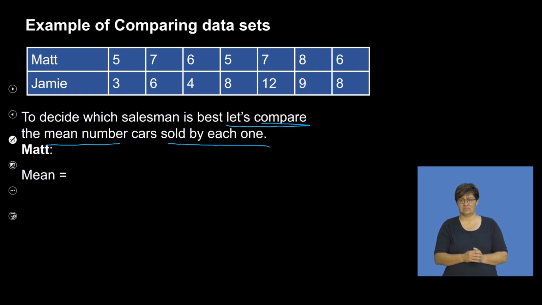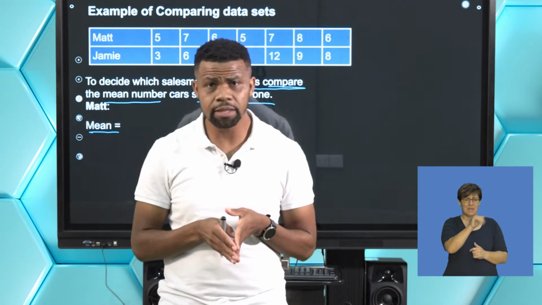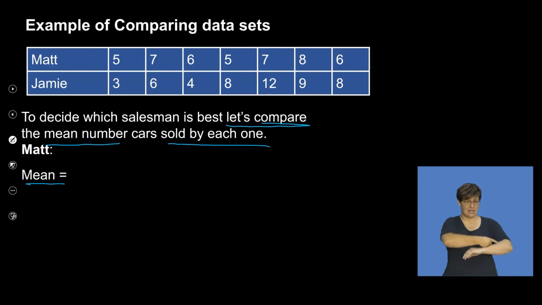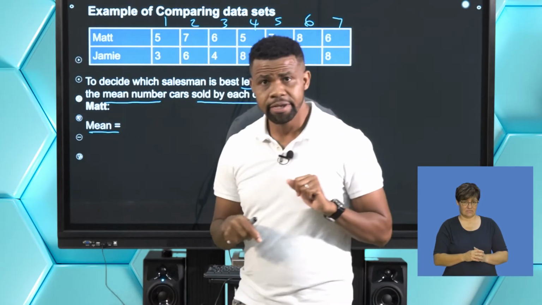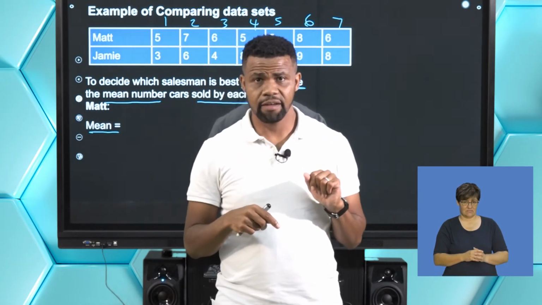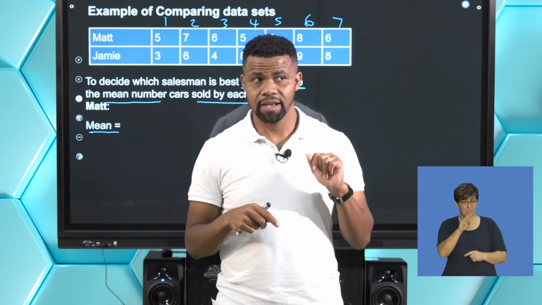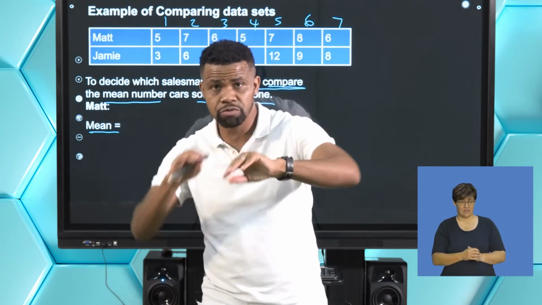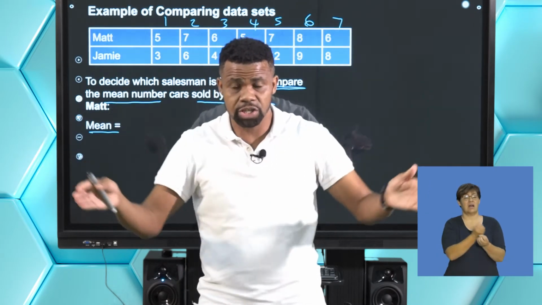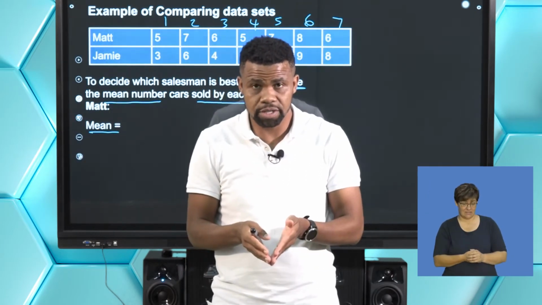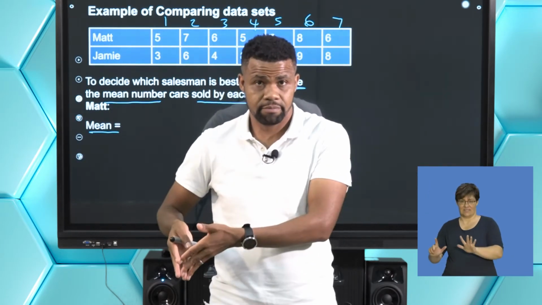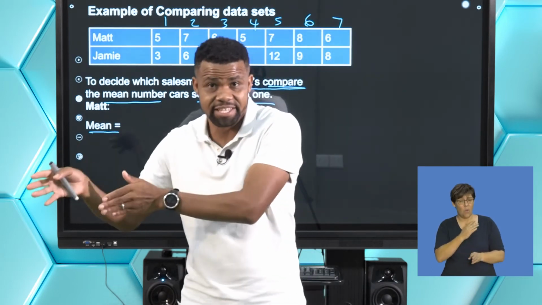So the mean for Matt, remember how we calculate the mean? To calculate the mean, we have how many days here? We have day 1, day 2, day 3, day 4, day 5, day 6, day 7. Okay. So to calculate the mean, we have to add how many cars they sold. Agreed? Divided by 7, because they were working for 7 days.